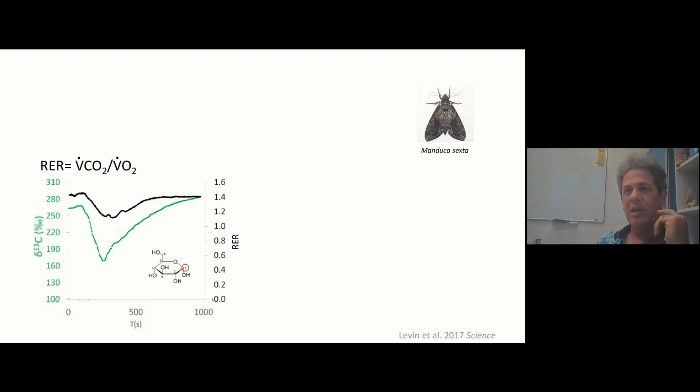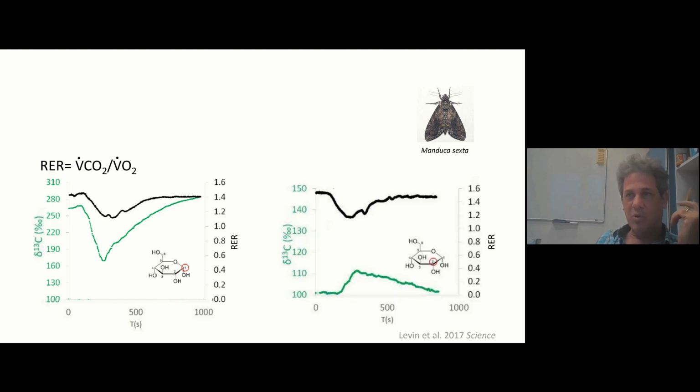Here you see the RER in black, and you see that when it goes down, the delta C13 also goes down, like we expected, when we fed them glucose labeled on carbon 1. When we fed them glucose labeled on carbon 2, we got exactly what we expected: when the RER goes down, there is more labeled carbon from carbon number 2. And we can say that the high RER is because of the use of the pentose phosphate pathway that we see in these animals.